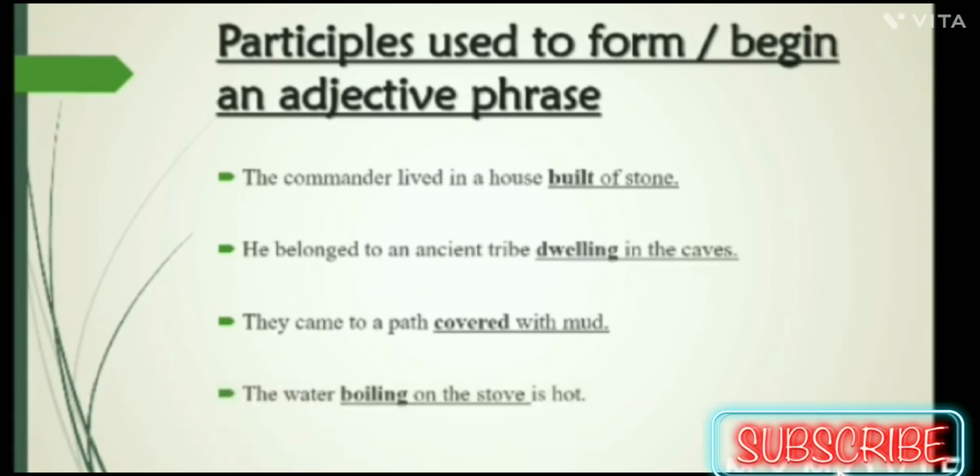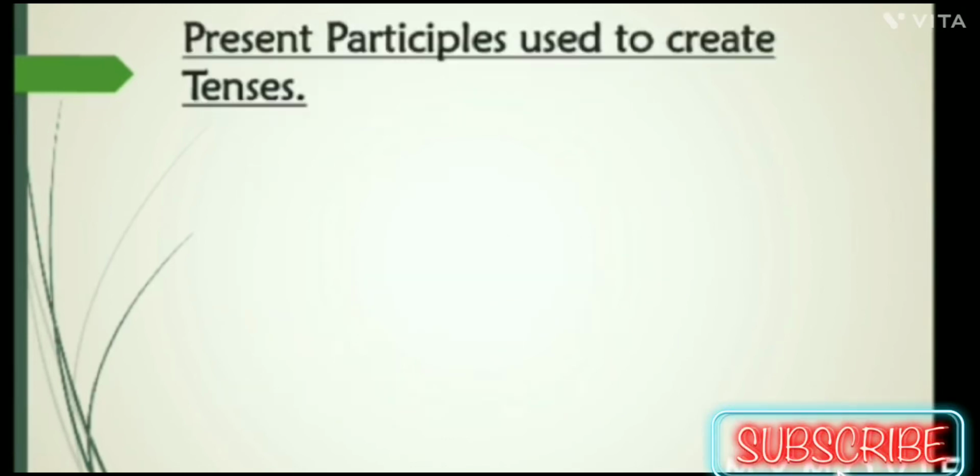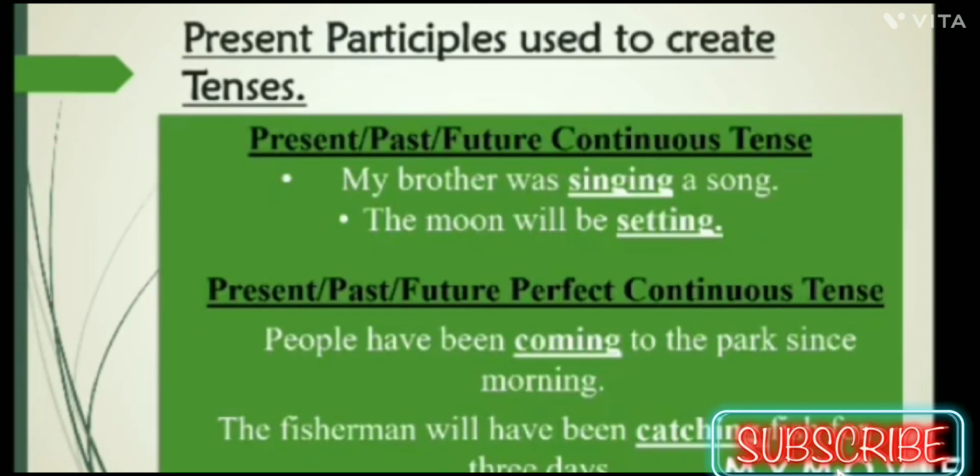The water boiling on the stove is hot. Boiling on the stove is a phrase modifying water. Examples: built, dwelling, covered, and boiling. All these are participles which are beginning adjective or participle phrases. Used to create tenses.